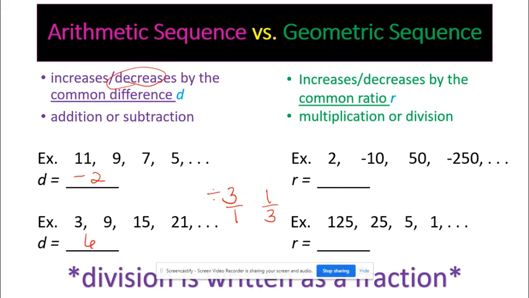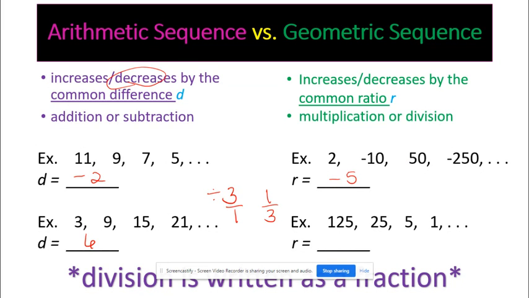So in our first example, we have 2, -10, 50, and -250. We can see that it's increasing by a multiplication, or ratio, of 5. And then it's alternating between positive, negative, positive, negative. So that tells me that it is -5. 2 times -5 would give me -10. A -10 times a -5 would give me a +50, and so on.